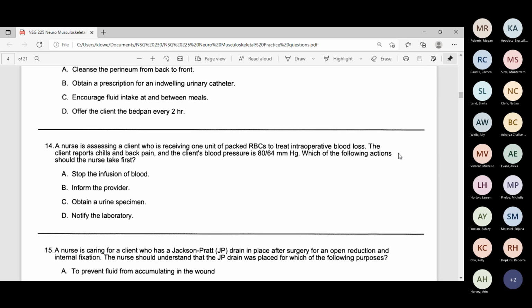Nurse is assessing a client who's receiving 1 unit of packed red blood cells to treat intraoperative blood loss. Client reports chills, back pain, and client's blood pressure is 80/64. Which of the following actions should the nurse take first? Stop the infusion. Always stop the infusion. Yes.